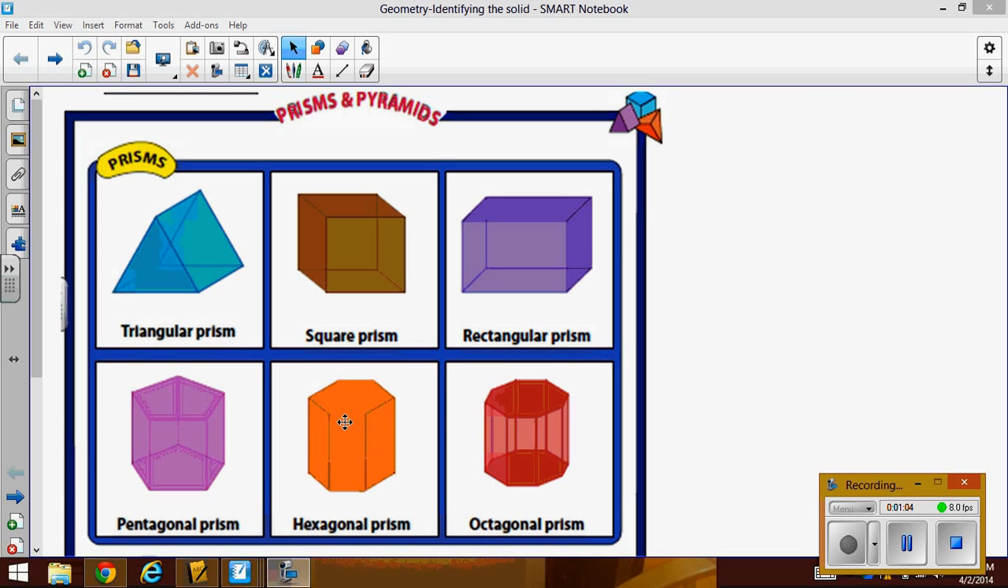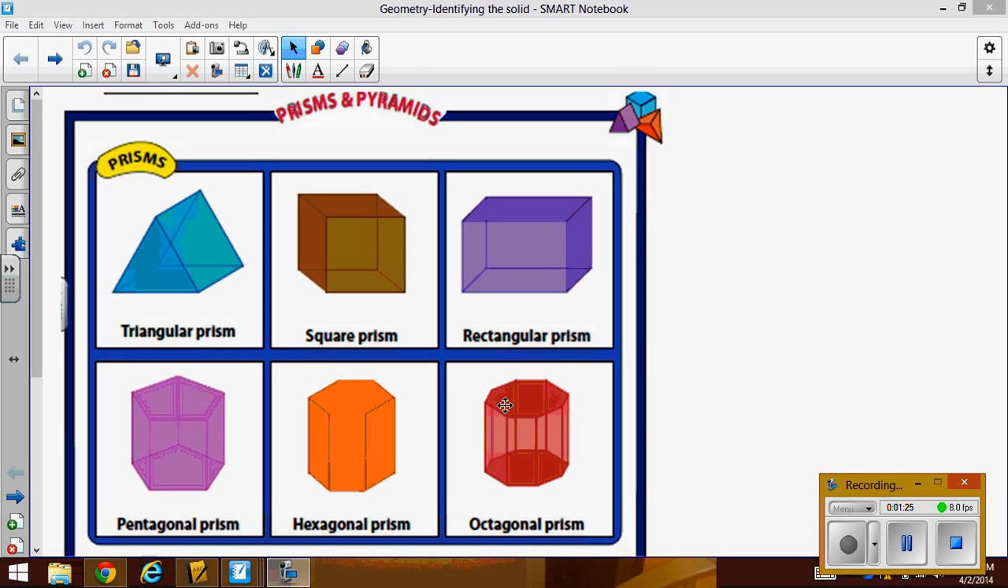The shape in orange has 1, 2, 3, 4, 5, 6 sides, which is called a hexagon. Since the bases, top and bottom, are in the shape of a hexagon and they're parallel to each other, it's called a hexagonal prism. And finally, the last shape, if you take a look, has 8 sides.